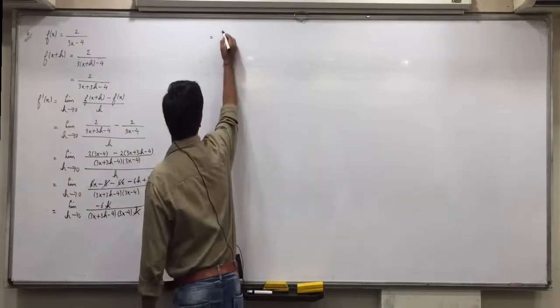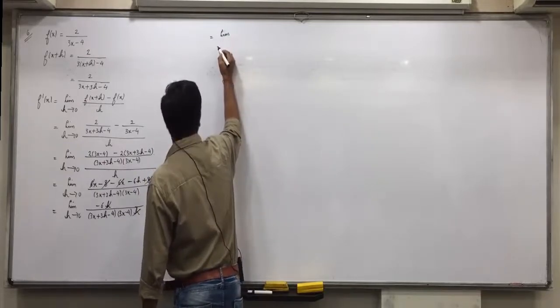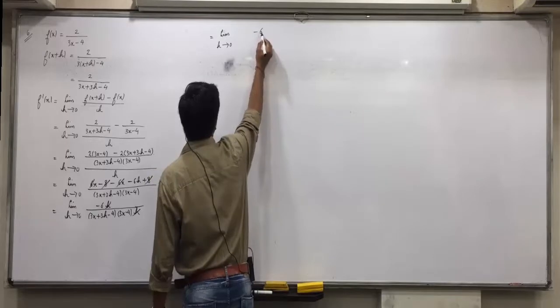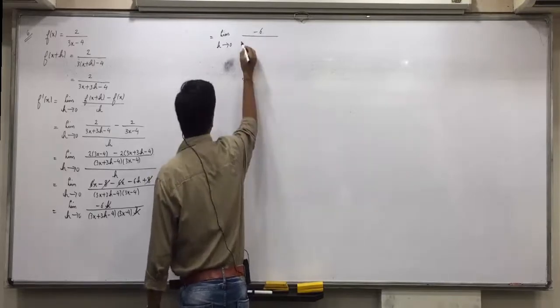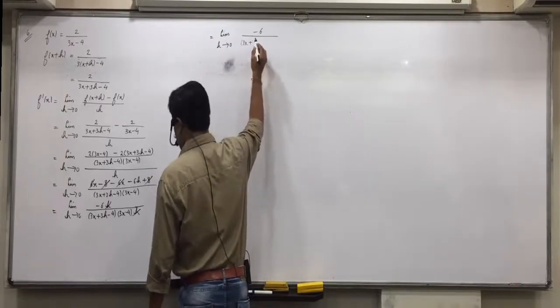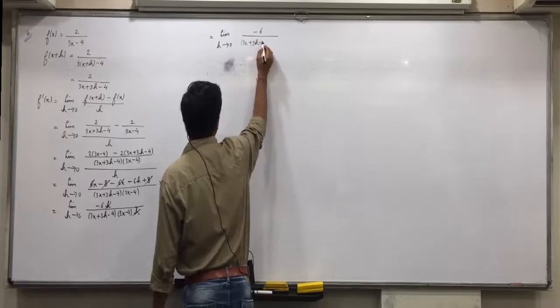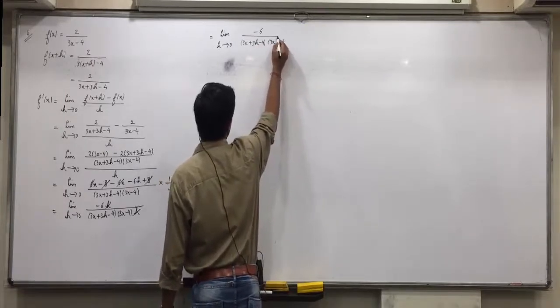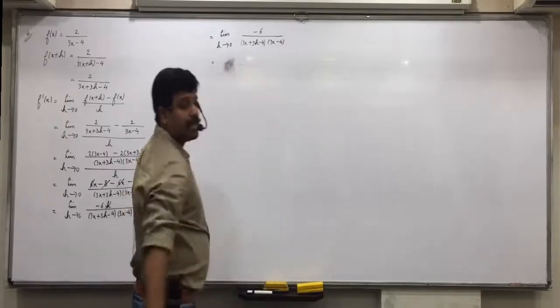So what will remain is limit h tends to 0 of minus 6 upon 3x plus 3h minus 4 into 3x minus 4. Is everyone clear with this?